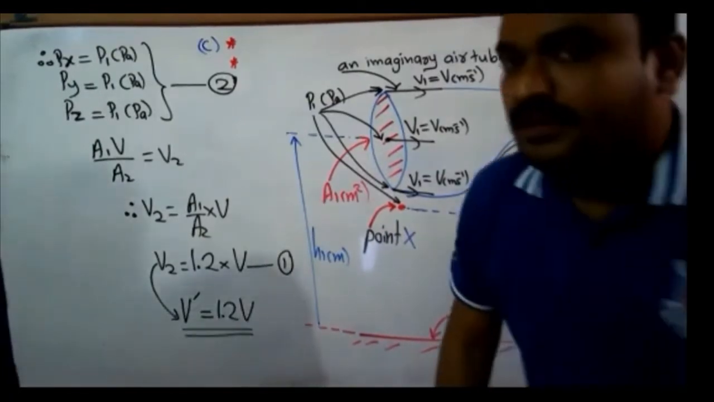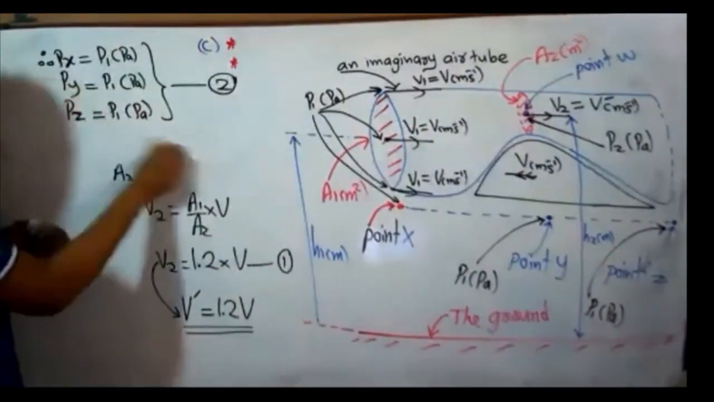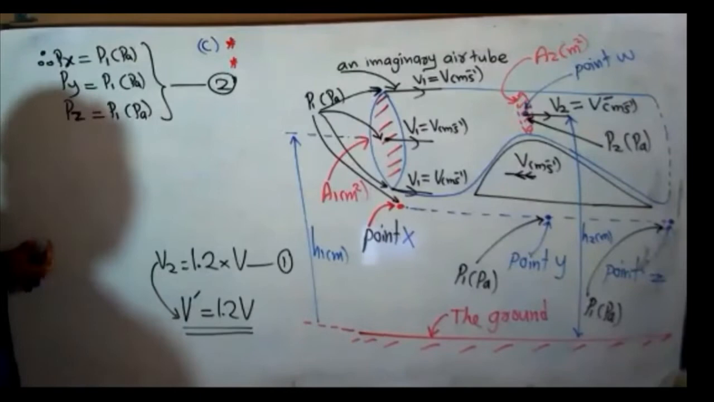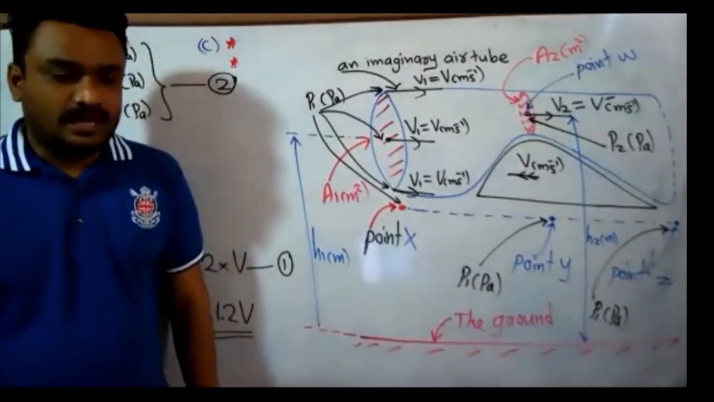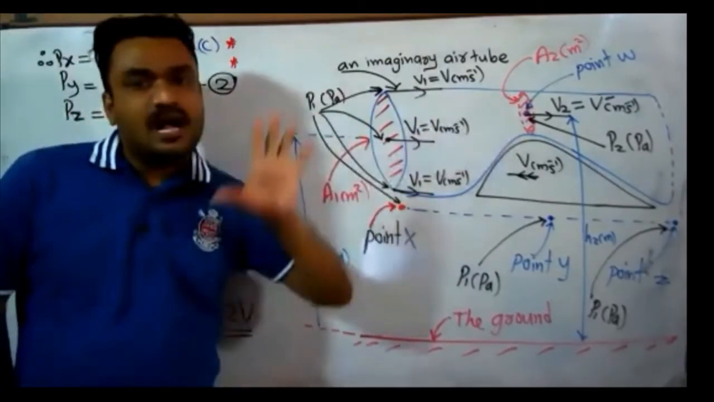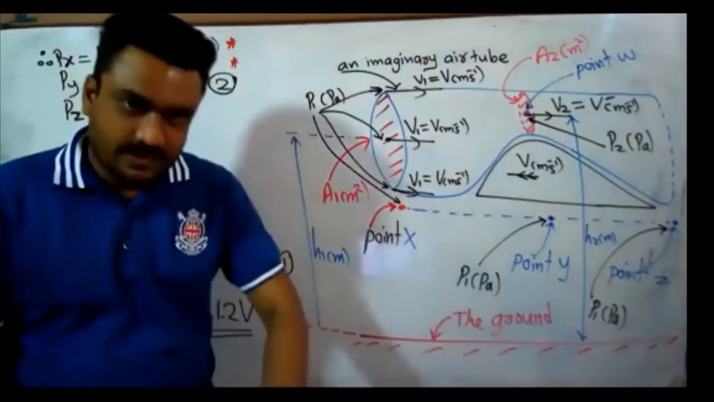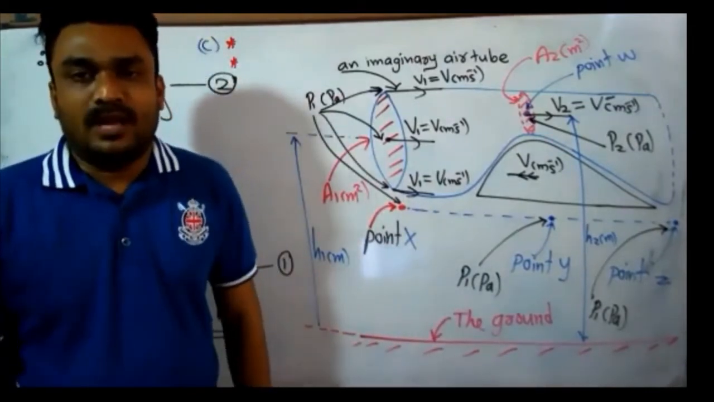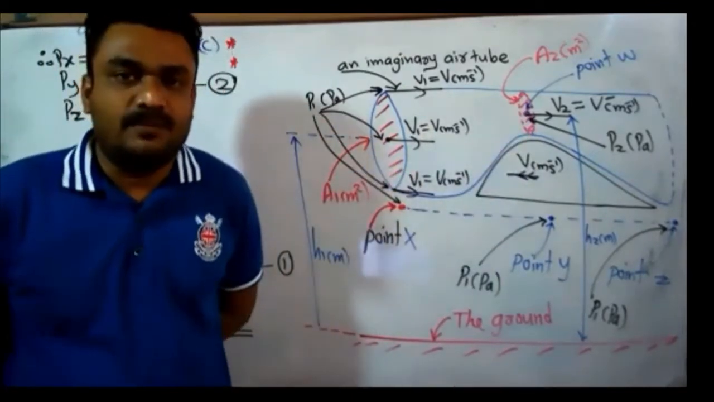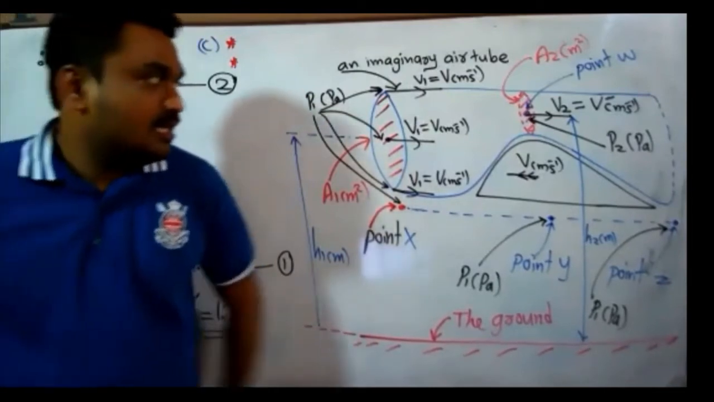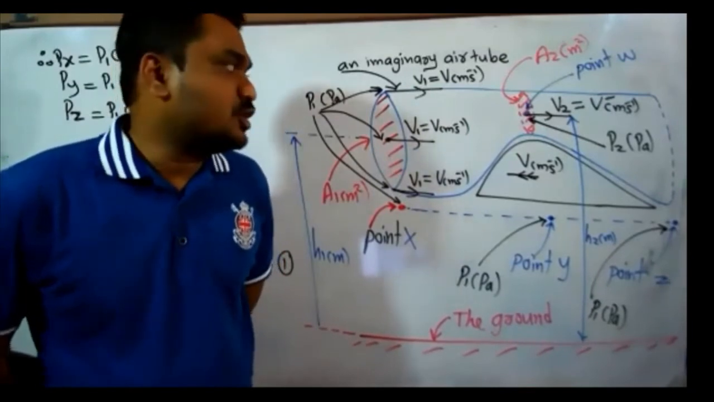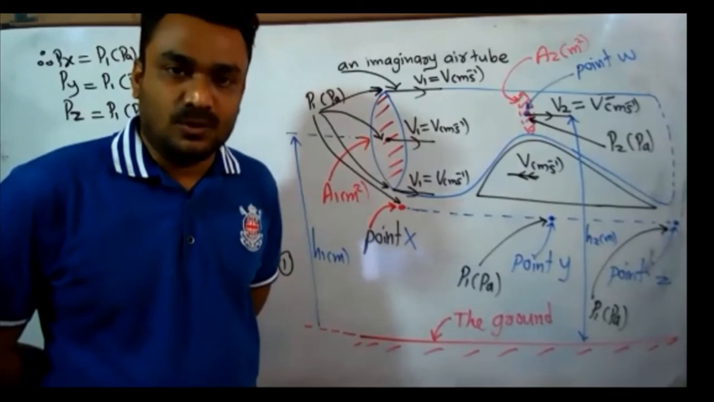Next star point. When the aeroplane moves through the imaginary air tube, the cross-section area of the imaginary air tube is reduced.